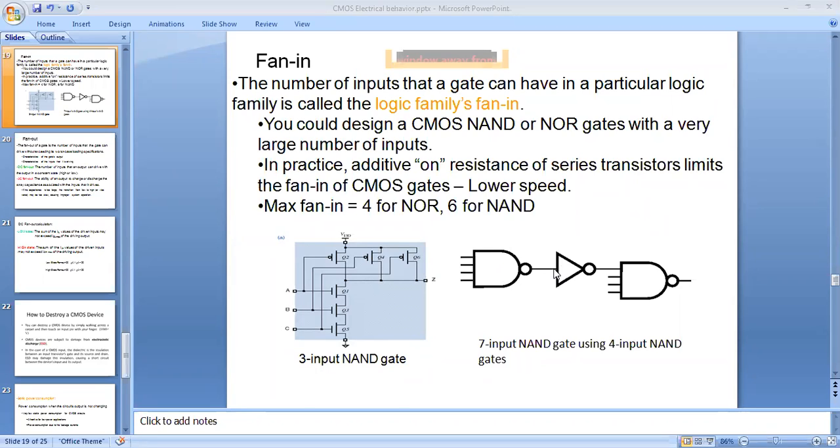Here our aim is to construct a NAND logic for 7 inputs. At the first gate we have 4 inputs, so at this output we have ABCD bar. After the inverter we have ABCD. Now for this NAND gate, suppose another 3 inputs E, F, G are added here. So totally here we have A, B, C, D inputs and E, F, G. So at the output we get A, B, C, D, E, F, G whole bar.